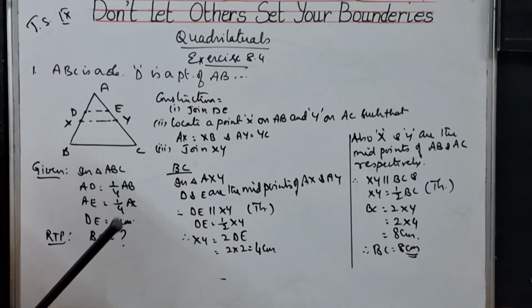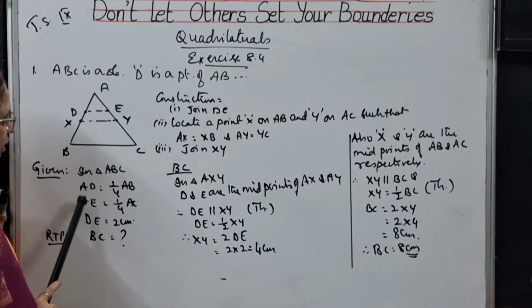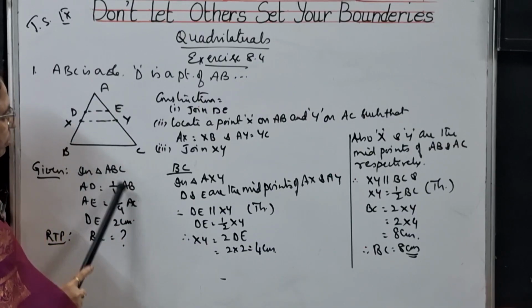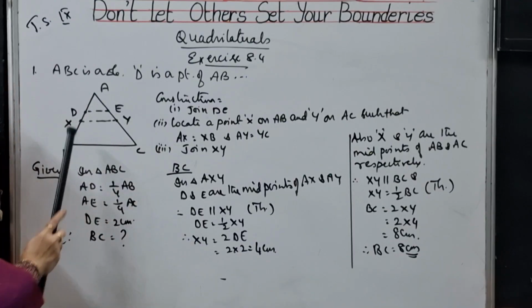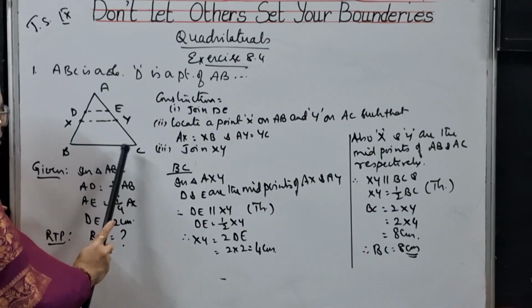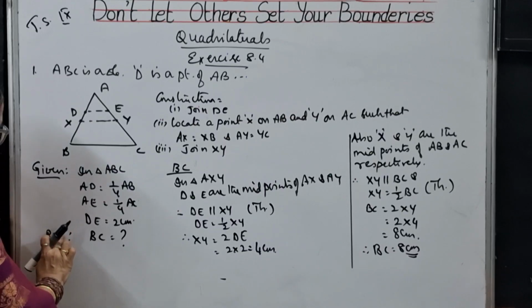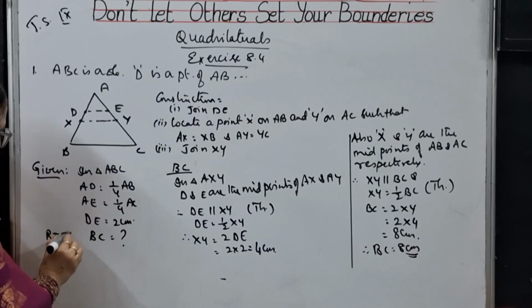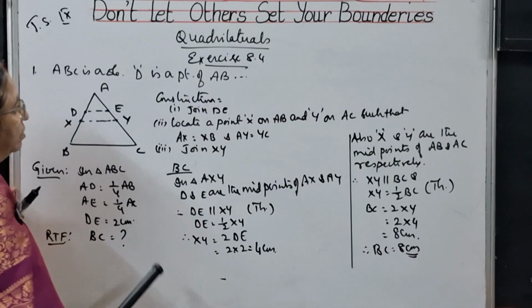Now once again, let me explain to you. What did they say? There is a triangle ABC in which they have given AD is 1/4 of AB and AE is 1/4 of AC. And the DE measure they have given as 2 centimeters. Now what is BC, that we need to find. I'll write required to find BC is how much.